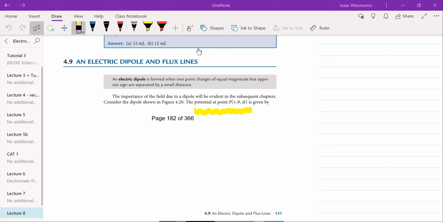We will try to finish this lecture today, and the first subject that we shall discuss is that of an electric dipole and flux lines. And we said that an electric dipole is formed when 2 point charges of equal magnitude but opposite sign are separated by a small distance.